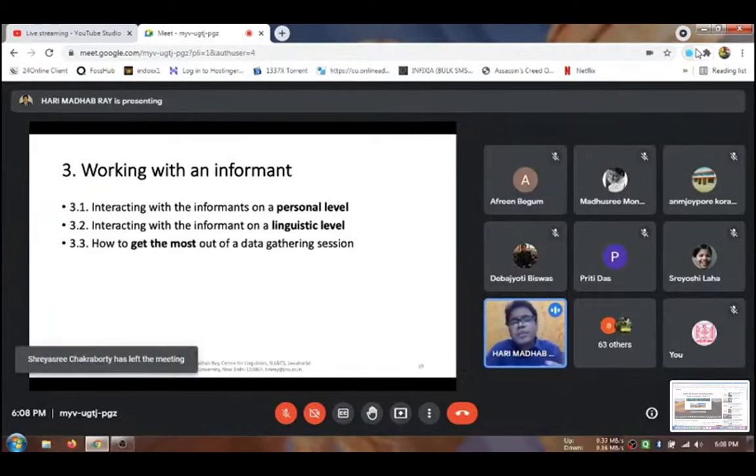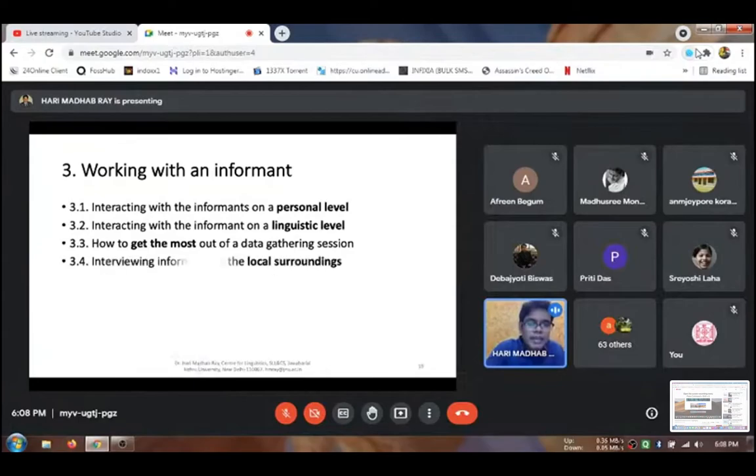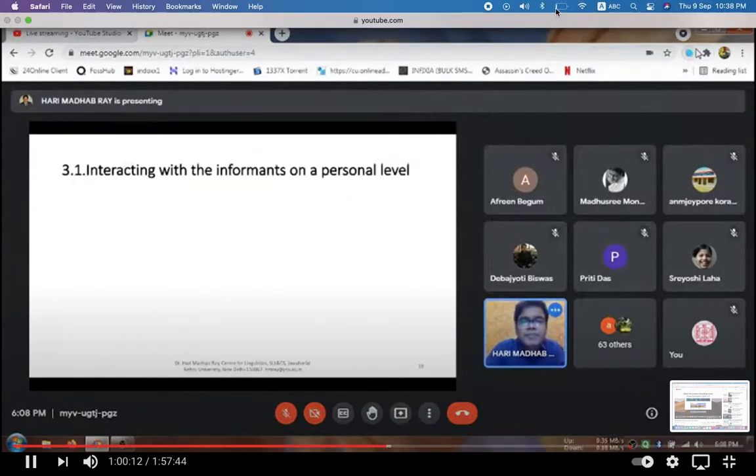And how to get the most out of the data gathering session. I'll be sharing some of the techniques, and also local surroundings, whichever place you have visited, in the natural, normal environment. So how to interview the informants, some of these techniques I'll be talking about.